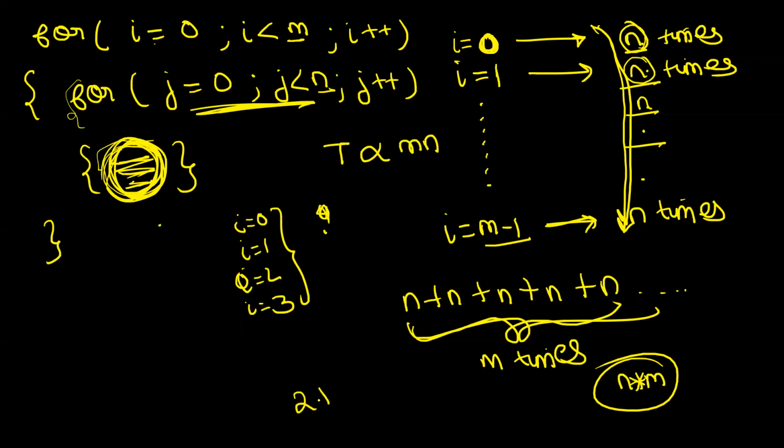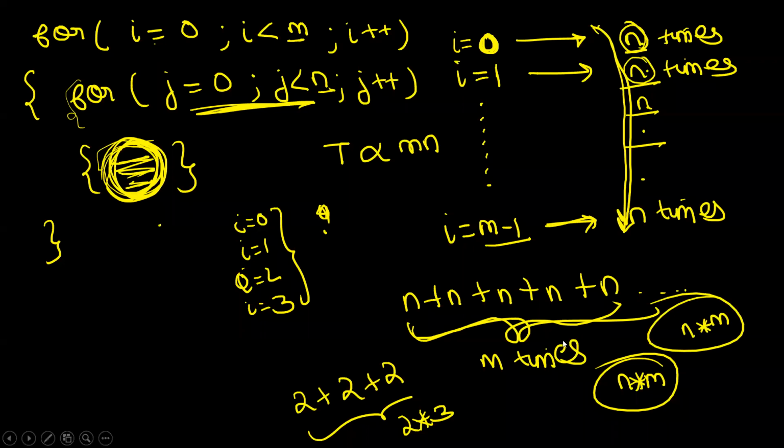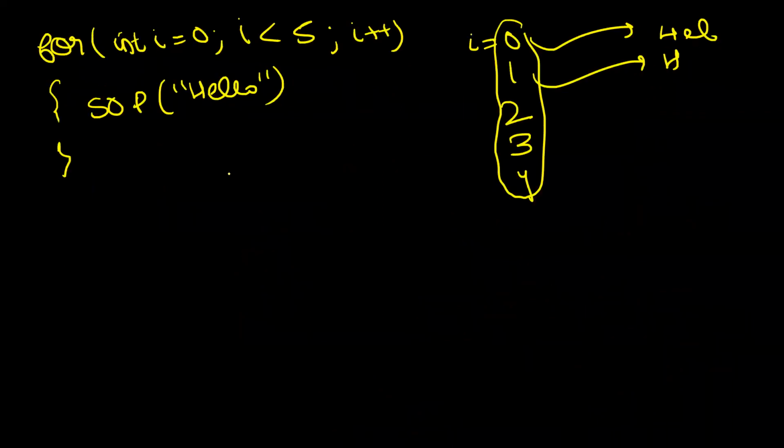So if I add 2 three times, then what is the result? 2 into 3. Similarly, if you add n m times, the result is n into m. That is how I am getting nm. Is it making sense? How many of you are understanding what is going on? Yes? Okay, cool. Let us move forward. We'll try to understand with examples only, right?